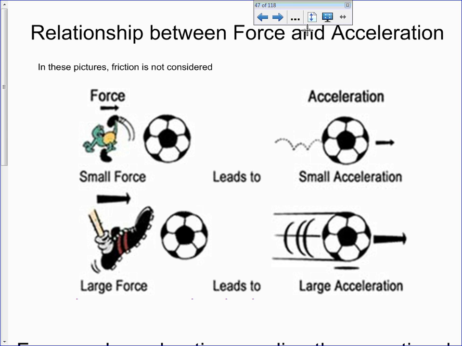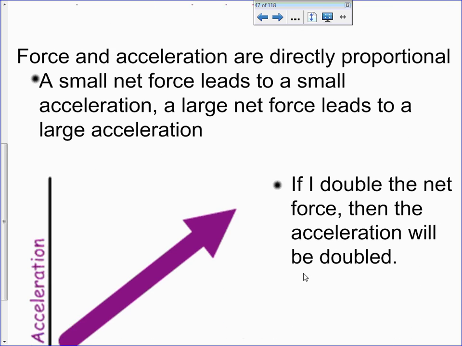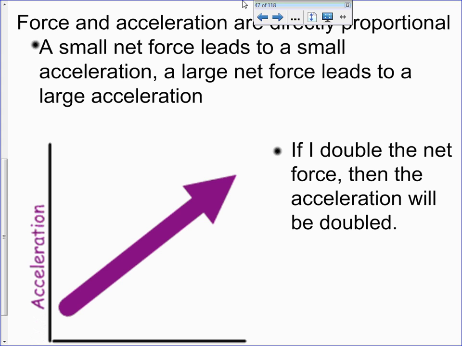If you have something sitting on a table and you push it with very little force, it's not going to accelerate very much. It's not going to go very far. If you have something laying on the table, same size, and you push it with a lot of force, as hard as you can, it's going to have a pretty large acceleration until it hits something. So small force, small acceleration, large force, large acceleration. And as I said before, that means they're directly proportional. As force increases, so does acceleration.